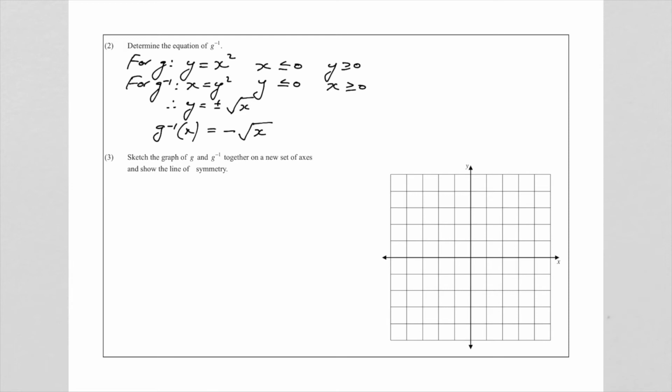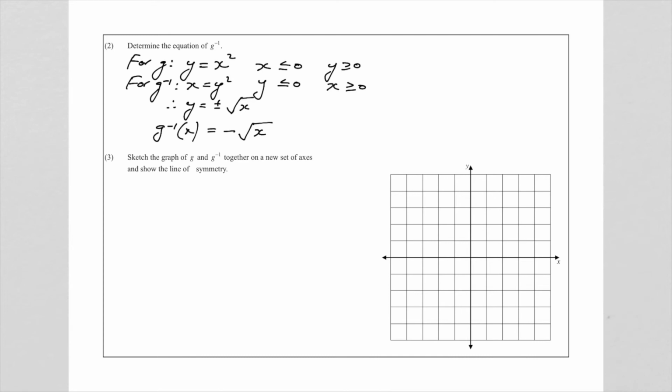That's domain and range. In the next question, they ask us now to sketch these two functions. They want us to sketch g, it is that one, and they want us to sketch the inverse, that is the one that we just found, together on a new set of axes, and we must show the line of symmetry. So let's now find coordinates like we did in the previous question as well, and then we can sketch them.